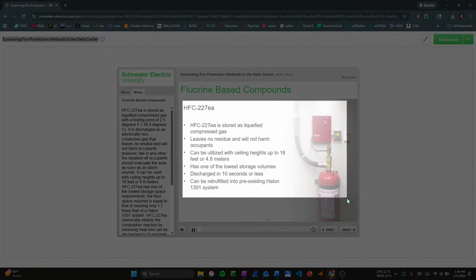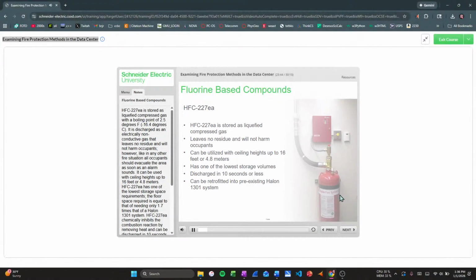HFC 227EA is stored as liquefied compressed gas with a boiling point of 2.5 degrees Fahrenheit. It is discharged as an electrically non-conductive gas that leaves no residue and will not harm occupants. However, like in any other fire situation, all occupants should evacuate the area as soon as an alarm sounds. It can be used with ceiling heights up to 16 feet or 4.8 meters. HFC 227EA has one of the lowest storage space requirements.